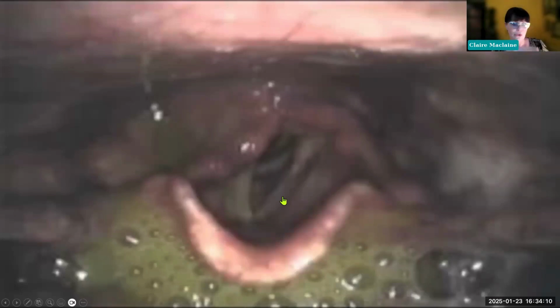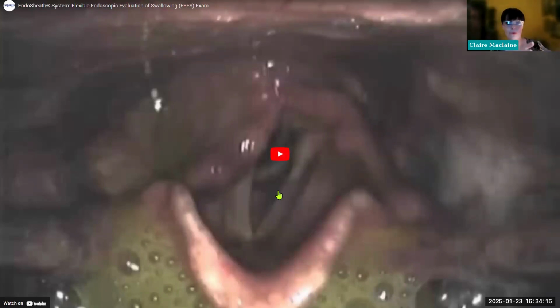So this is what it looks like when somebody does have a swallowing problem. You look at the difference between the vocal cords here and the little lip that you see at the bottom of the screen. That's the epiglottis. That's what should cover when we swallow. So the vocal cords close and the epiglottis covers when the larynx goes up. And all this green stuff around there shouldn't be there.